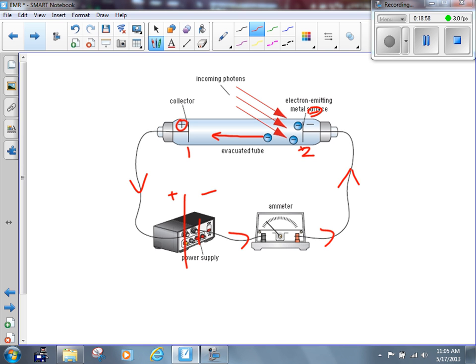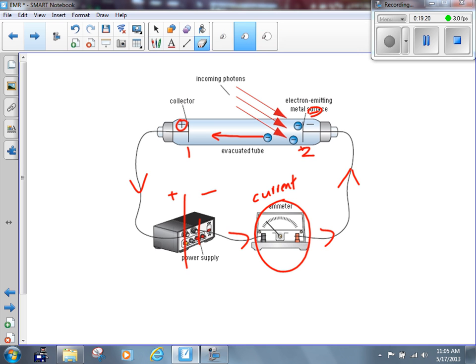As they go around here, we're going to get a reading on the ammeter. Ammeters measure electric current. So as those electrons are going through that circuit, you're going to get an electric current there, and the ammeter is going to read something. It depends upon how many electrons are going through there per second. Let's flip this around now, though. Let's change the power supply so now that we have a negative side right there and a positive side on the other side.